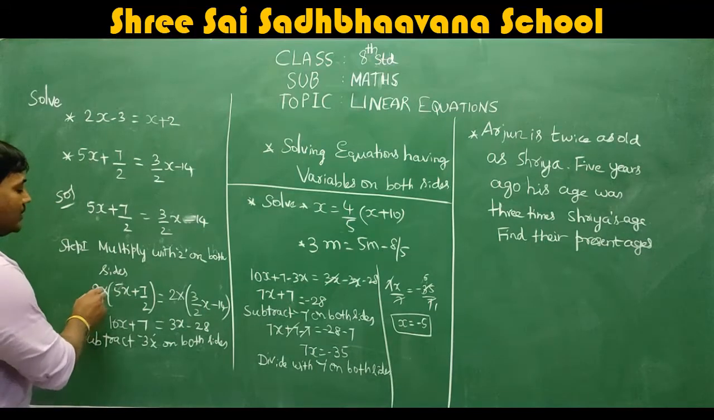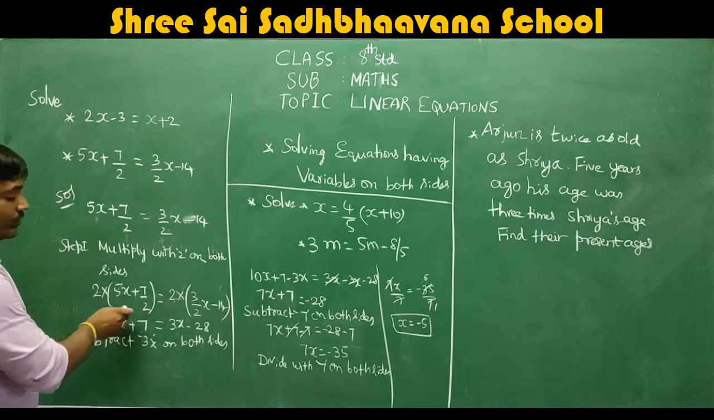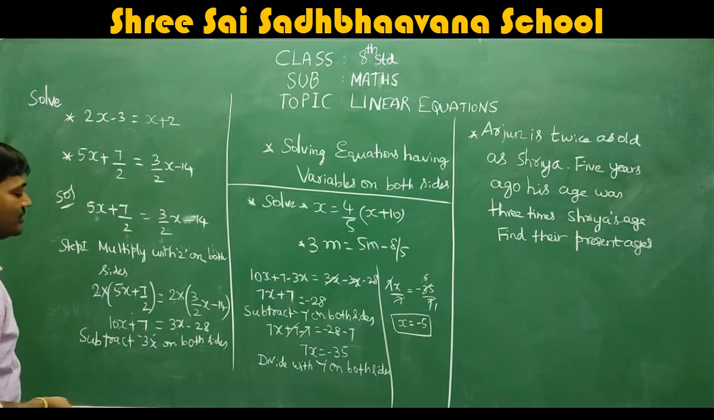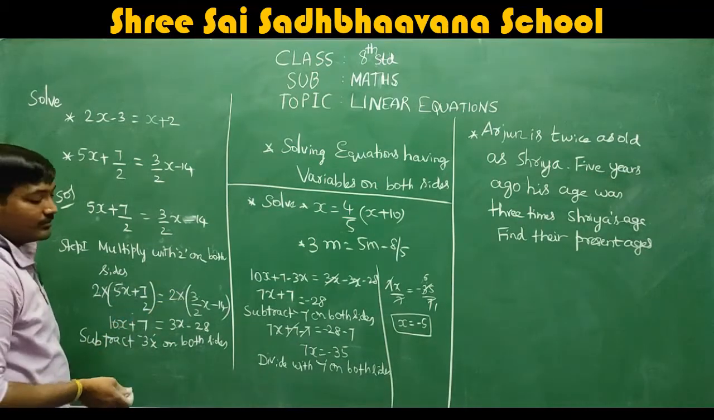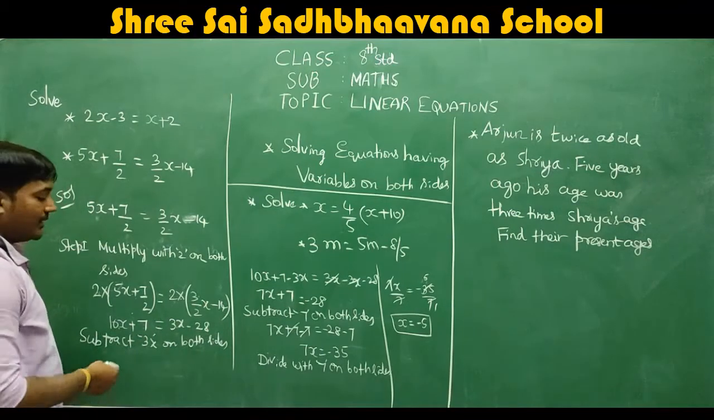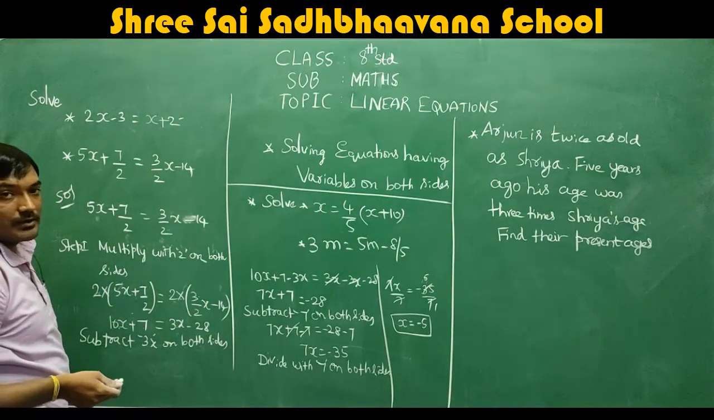So when it is like that, you should multiply each and every term of this polynomial with 2. So 2 into 5x is 10x, plus 2 into 7 by 2, which is 7. So 10x plus 7. Here again, 2 into 3 by 2x is 3x, and 2 into minus 14 is minus 28. Again, it is of the same type, the last one.